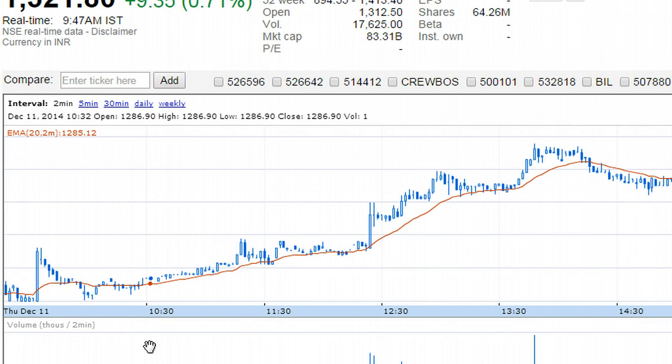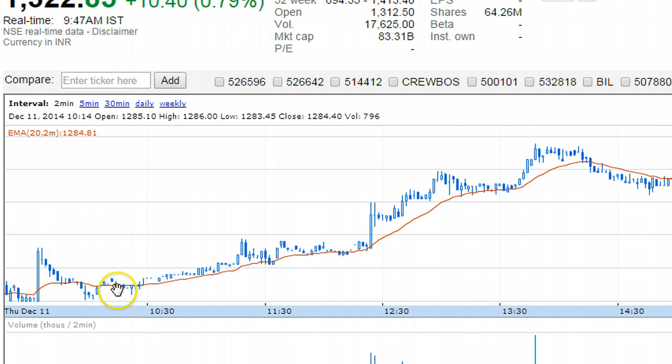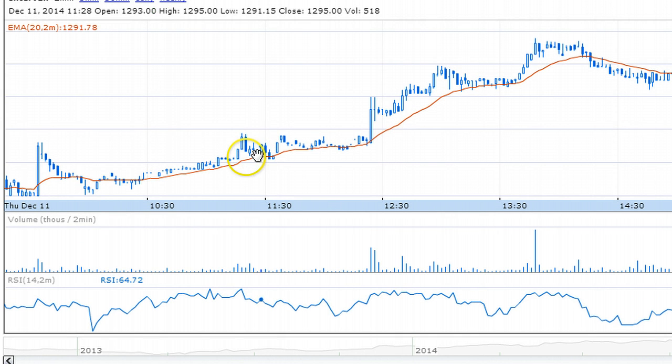You can see that I actually entered at 11:30, not even at 10:30, because at 10:30 it was still not convincing like a 45-degree line. You can see that it had a major spike in the morning, and then it went above that spike levels. It broke that resistance, the spike that it had made in the morning, and it had a 45-degree line.